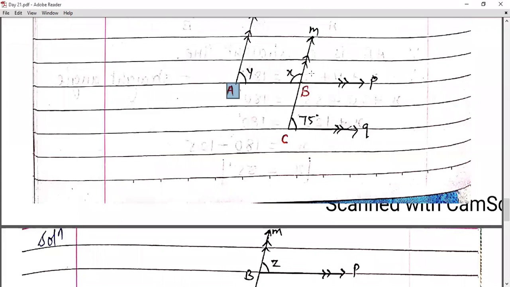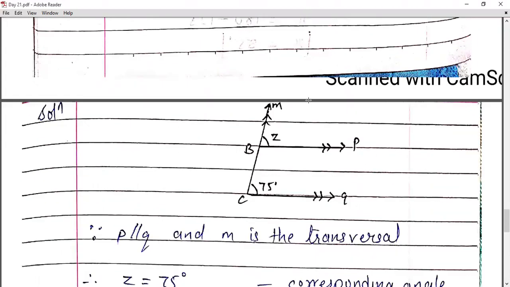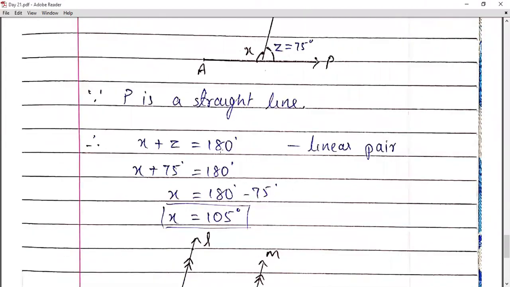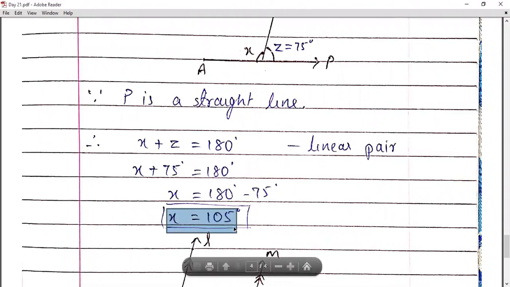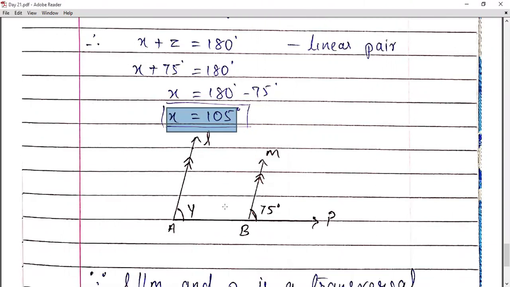Now since angle Z is adjacent to angle X, and angle X and Z, they both are forming a straight line. Hence, angle X plus angle Z will form a linear pair. Substituting the value of angle Z as 75 degree and solving for X, you will have X as 105 degree. So I got X as 105 degree.